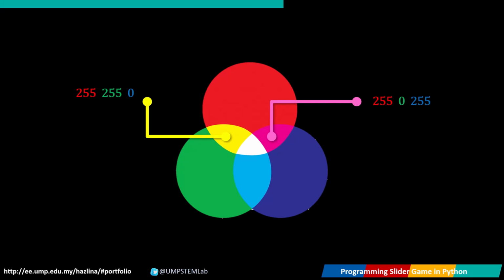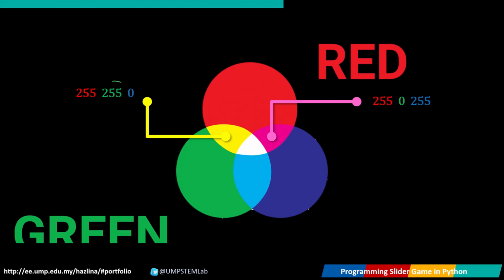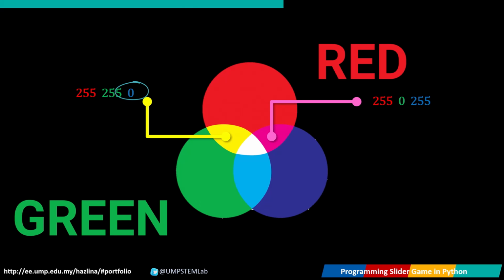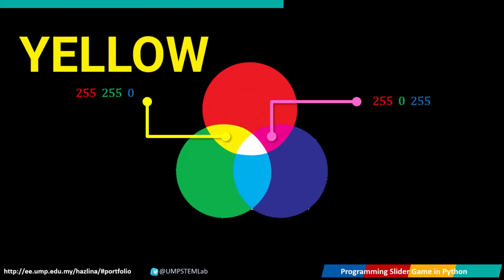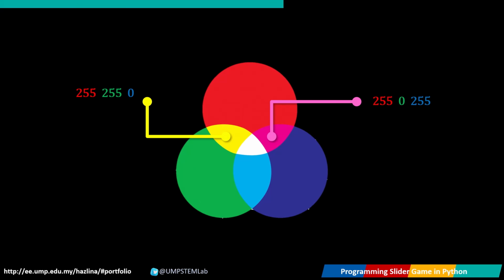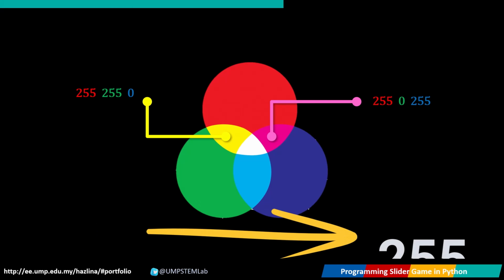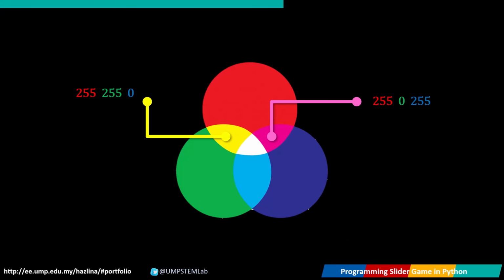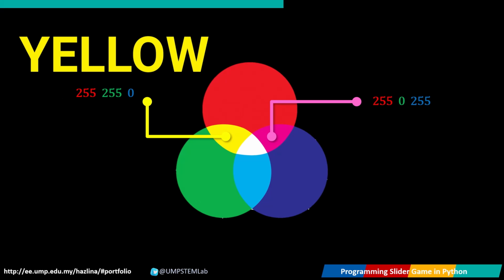For example, mixing full intensity of red, full intensity of green, and no blue gives us the color yellow. In the RGB color model, each color channel is typically represented with values ranging from 0 to 255. So, for full intensity red and green and no blue, we'd represent yellow as 255, 255, 0.